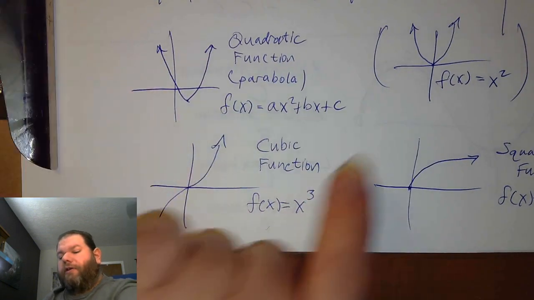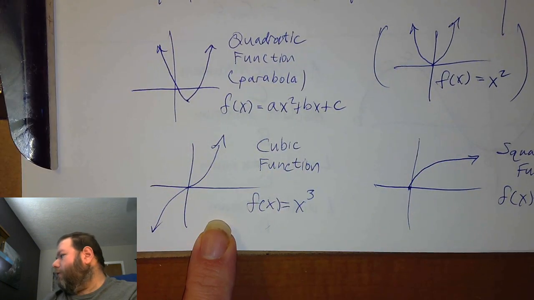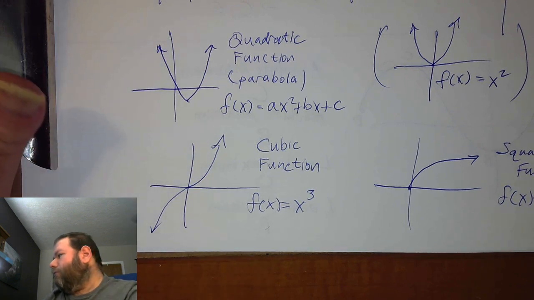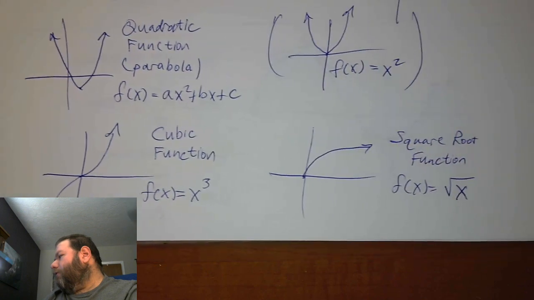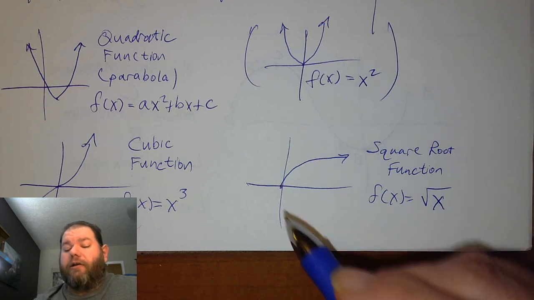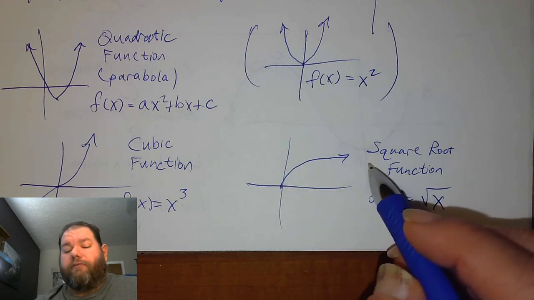Our quadratics, and then our cubic. And now our square root function. Square root is basically like a parabola that now points to the right.